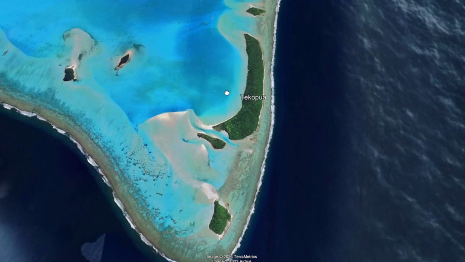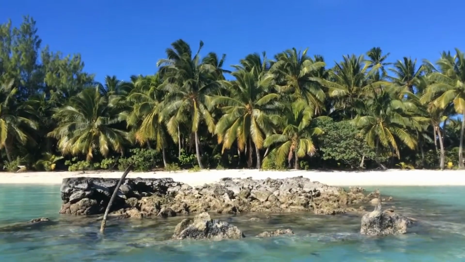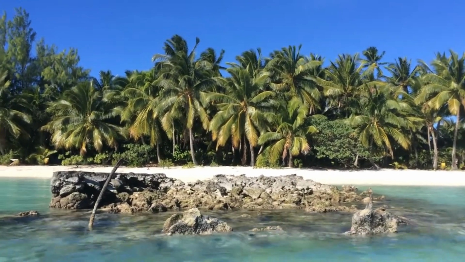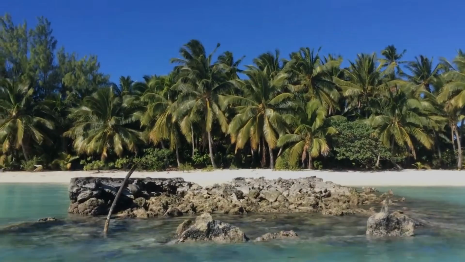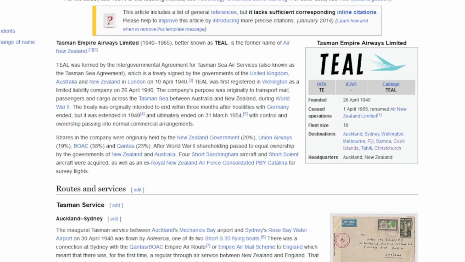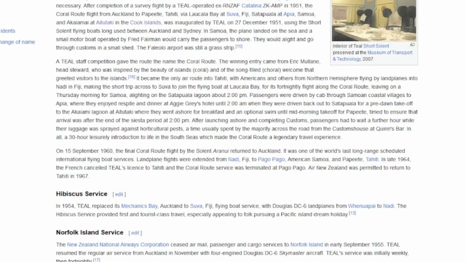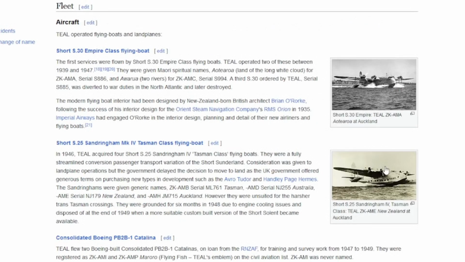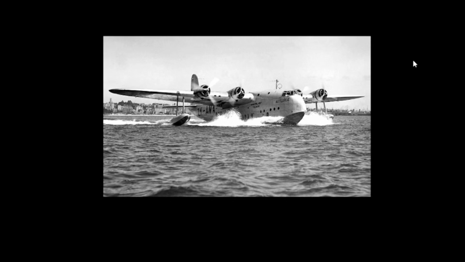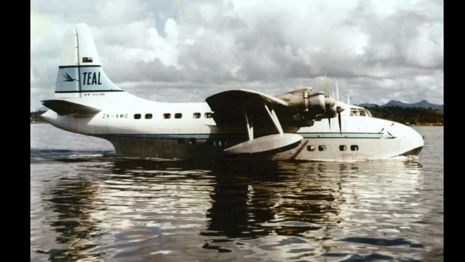It was part of the TEAL Airline. There's an airline that used to exist in the 50s, which was taking people from one coral atoll and beautiful island to another, and they stopped here. So today you can visit it as a tourist. It's an amazing place. And they can stamp your passport.